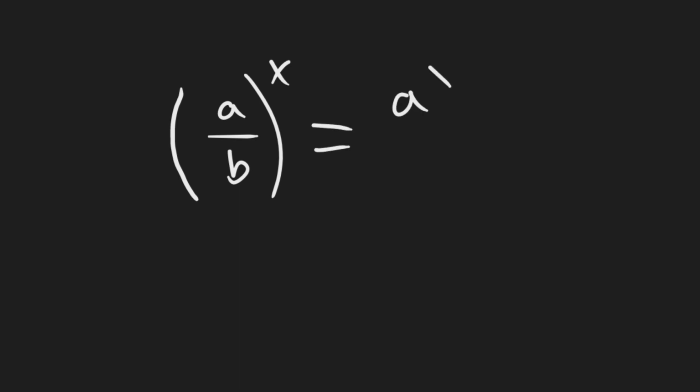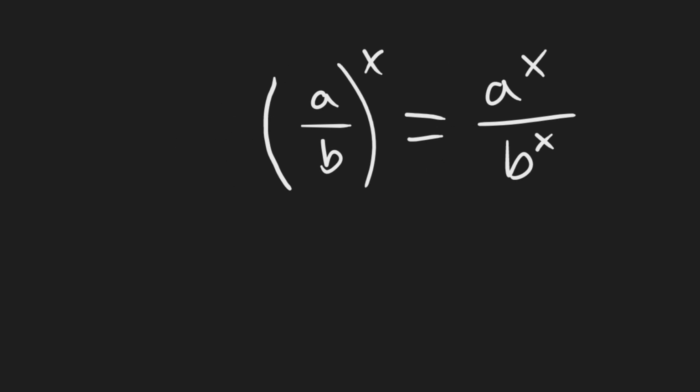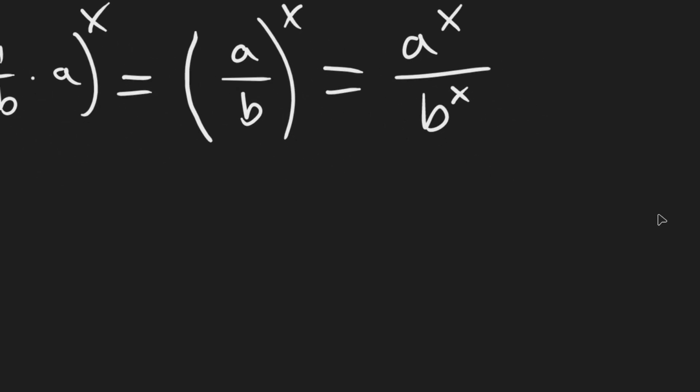Another thing is that the power of a product also works for fractions. So if we have a over b to the x, that's the same thing as saying a to the x over b to the x. And a quick proof for that, this itself is a product.